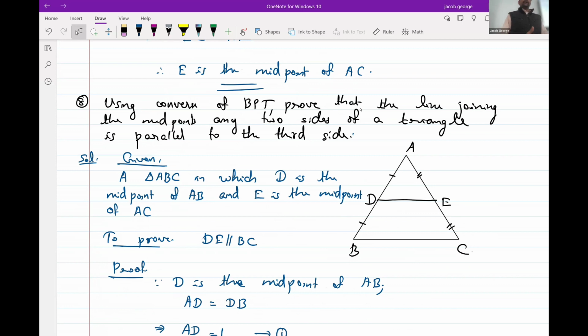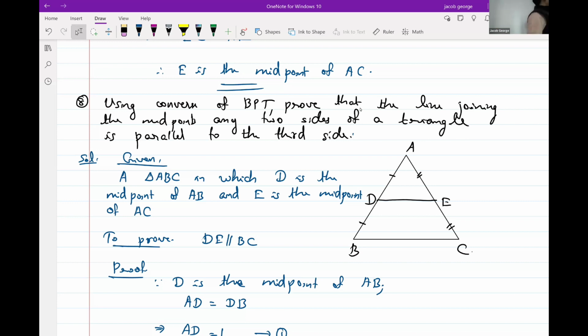It looks the same, but it is slightly different. What is the slight difference here? Here both are given as midpoints, right? And what we have to prove here? DE is parallel to BC. In the last question, it was given, right? Here we have to prove. So it is very easy.